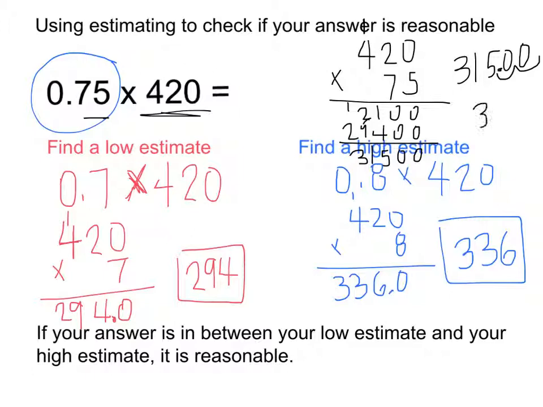My answer is 315. Is this reasonable? Yes. Do I know I'm on the right track? Why do I know I'm on the right track? Goni. Because we estimated that for the exact answer, we had to have an answer between 294 and 336. Very good.